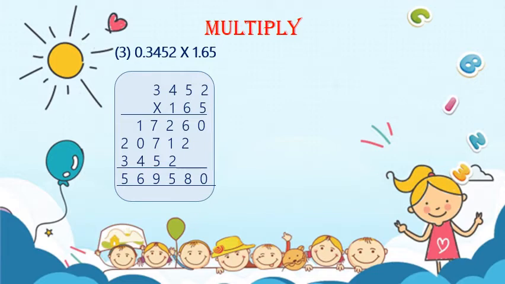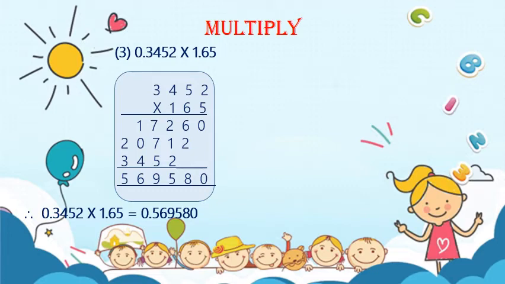So the number of decimal places in 0.3452 is 4 and the number of decimal places in 1.65 is 2. So 4 plus 2 is equal to 6. So children, in the product, our product will have 6 decimal places. So we will put the decimal point before 5.